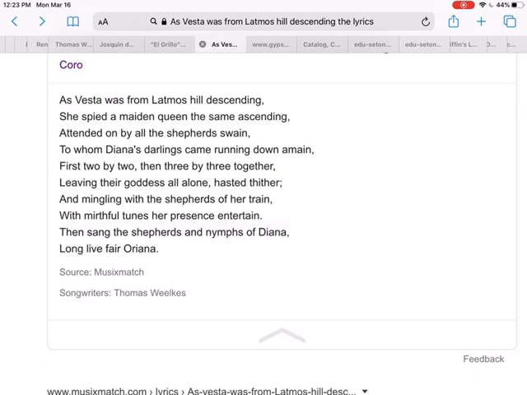And mingling with the shepherds of her train, with mirthful tunes her presence entertain. Then sang the shepherds and the nymphs of Diana. And here's the last line, long live fair Oriana. So that last line, long live fair Oriana, is practically half the song. We hear that over and over again in imitative polyphony. So Oriana is another name for the queen. There's a common saying that we've heard before, long live the queen. So that's basically what this song is saying. So it's flattering the queen. It's comparing her to a goddess. And this piece employs word painting that we will point out as we hear it.